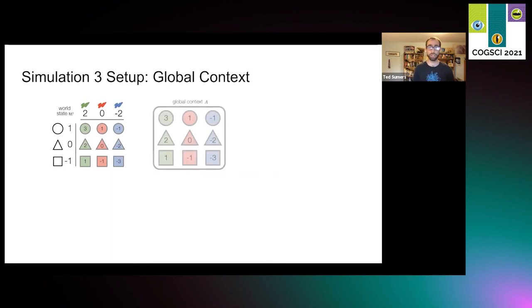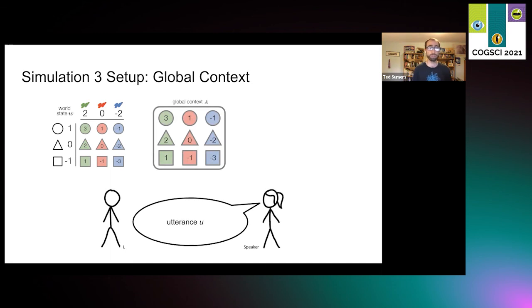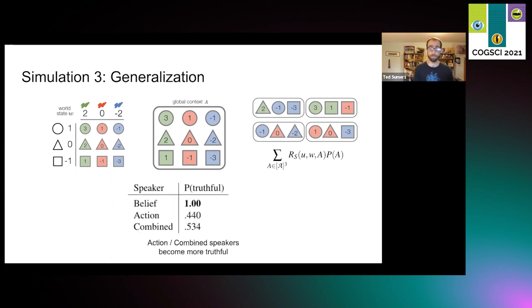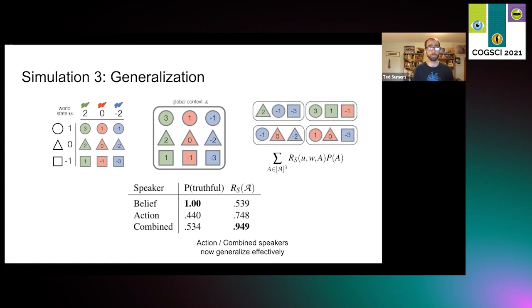So the way that we set this up in our game is by constructing a single global action context consisting of all 9 actions and allowing speakers to choose utterances with respect to that 9 action set. We then evaluate generalization as before on all 84 3-action contexts. And what we immediately see is that action and combined speakers become more truthful. And as a result, they now generalize much more effectively, better in fact than the belief-oriented speaker.